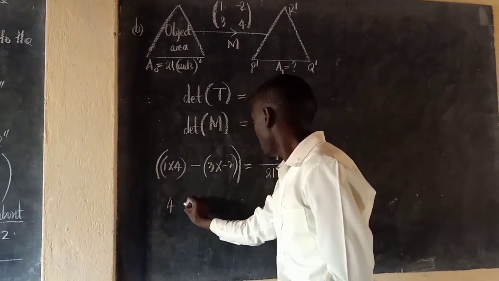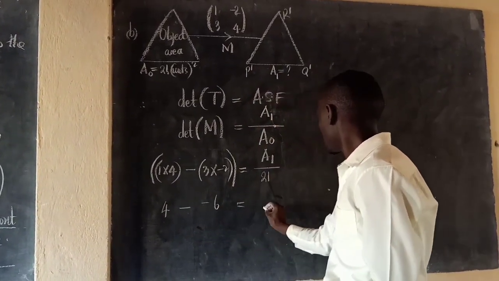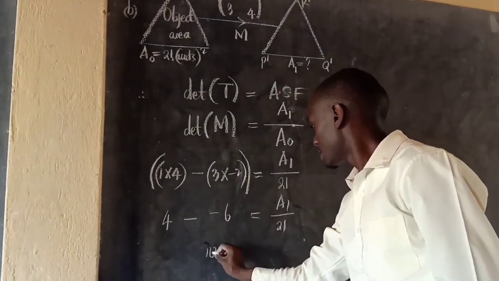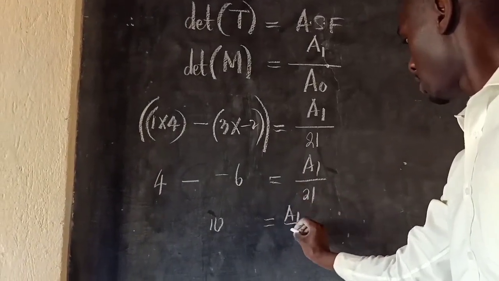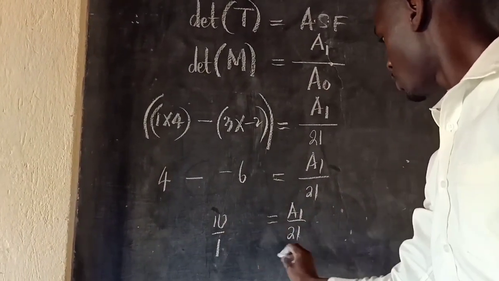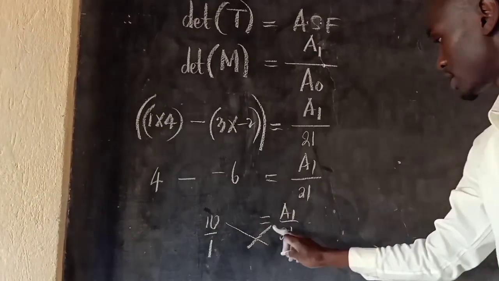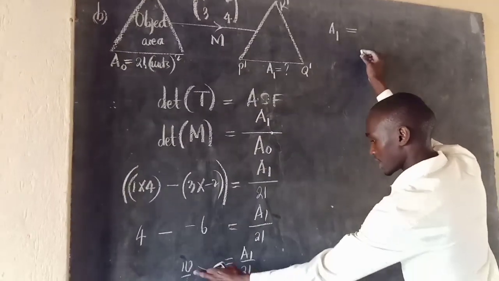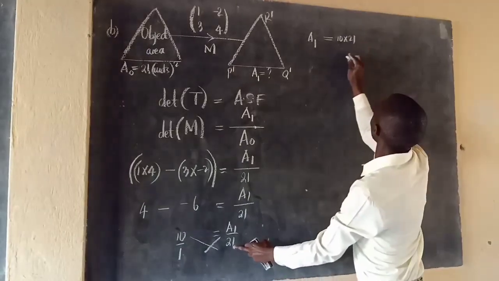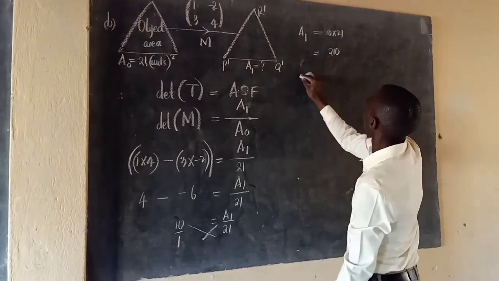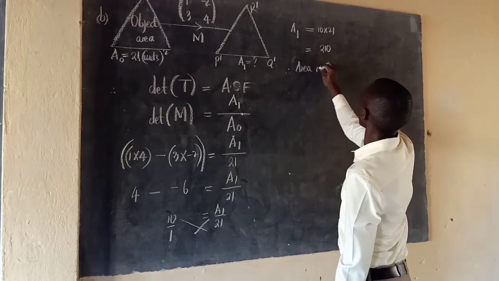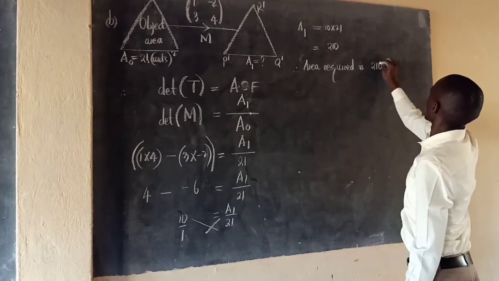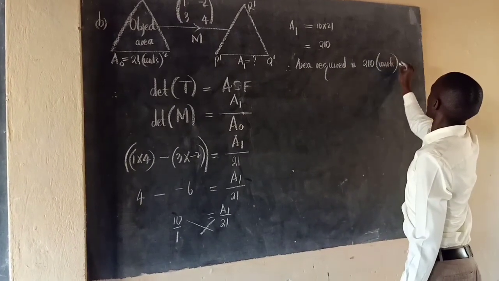This is 4 minus negative 6, which is equal to A1 over 21. 4 plus 6 is 10, which is equal to A1 over 21. When you cross multiply, 1 times A1 gives me our image area, A1, then 10 times 21 gives me 210. Therefore, the area required is 210 units squared.